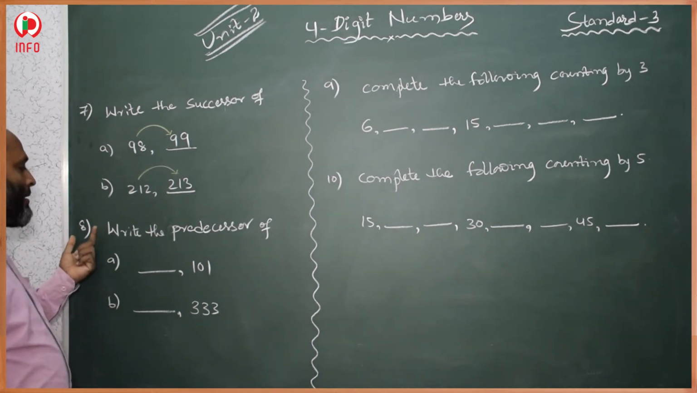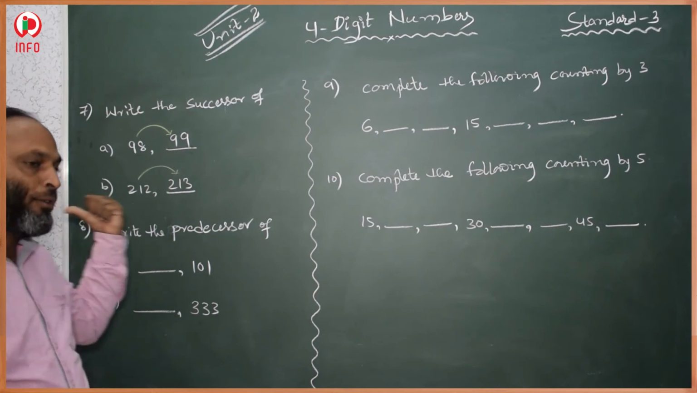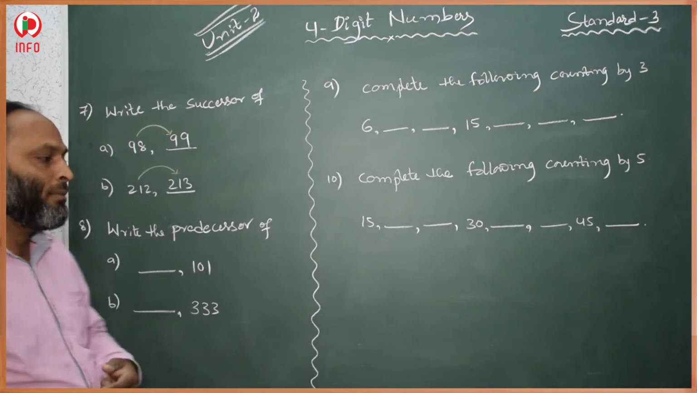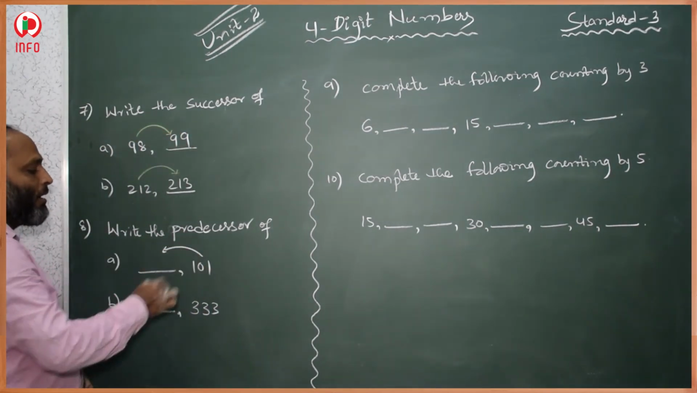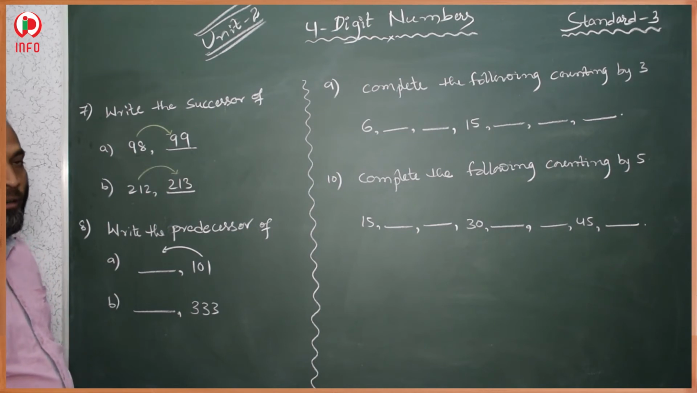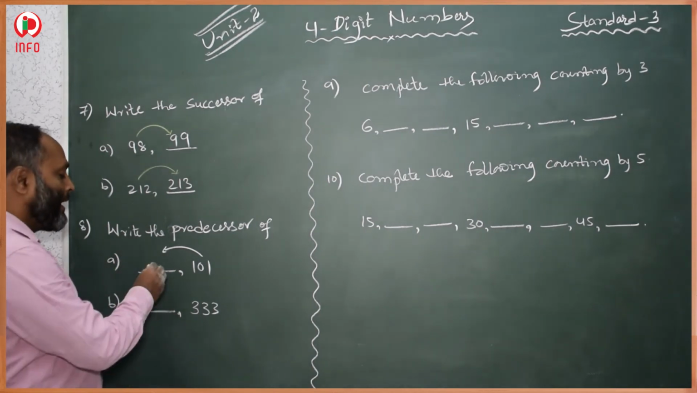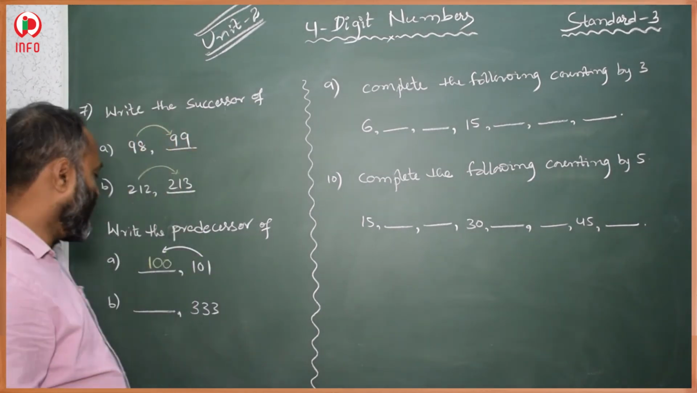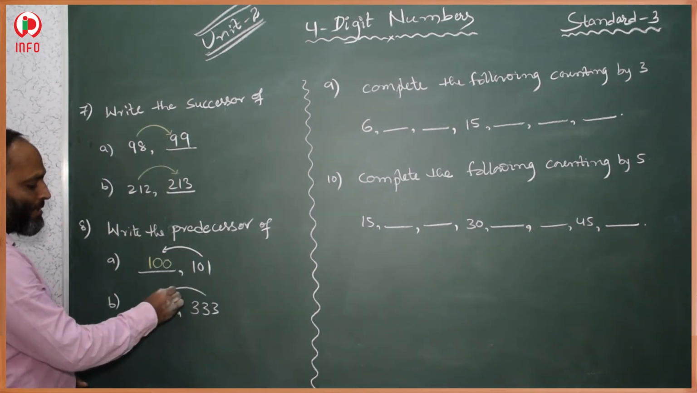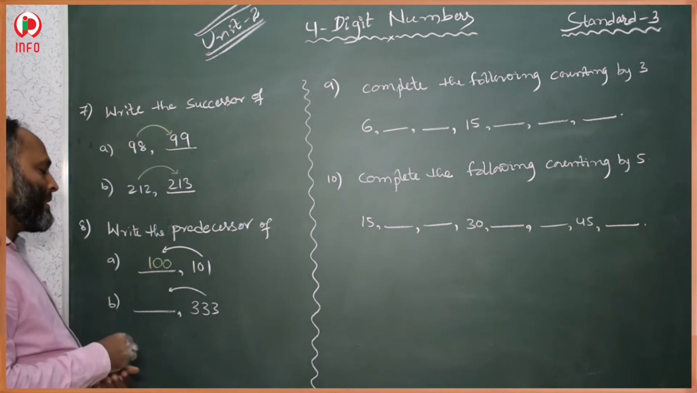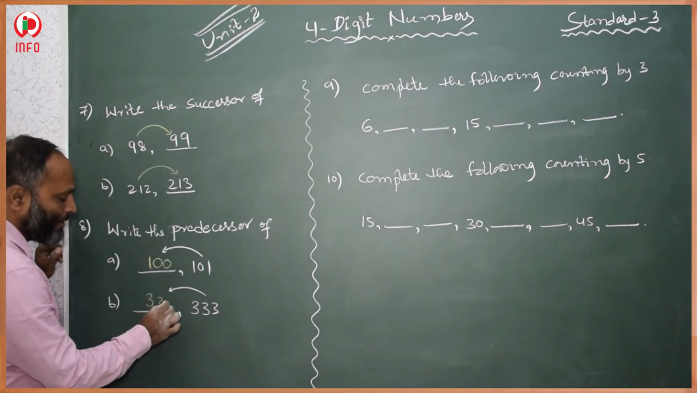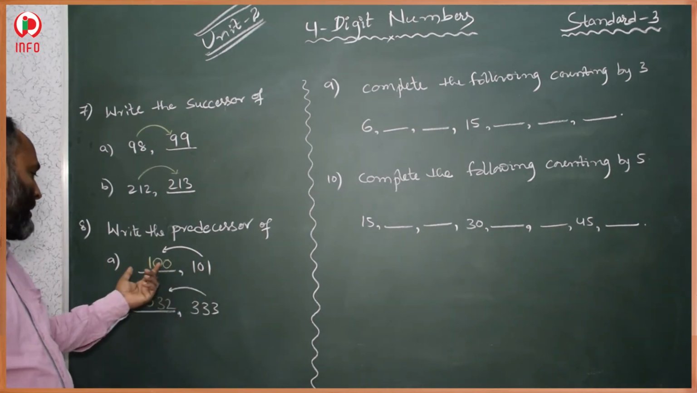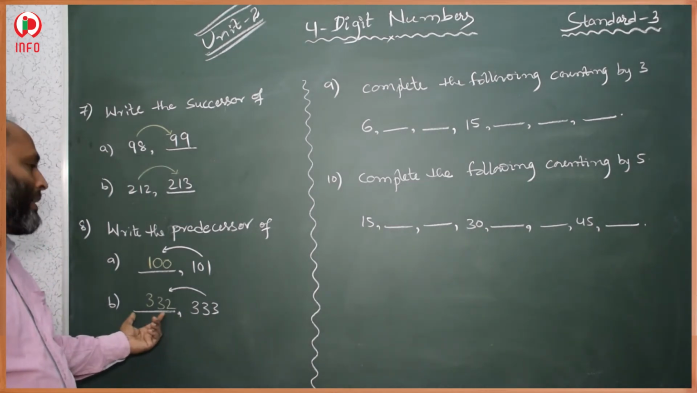In the next question, he is asking for the predecessor. Predecessor means before, so we have to subtract 1. If we subtract 1, whatever number comes is the predecessor. So 101's predecessor, if we subtract 1, is 100. In the same way, for 333 we subtract 1, and the answer is 332. 101's predecessor is 100 and 333's predecessor is 332.